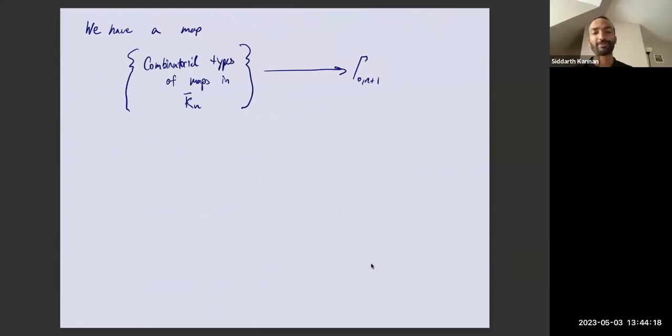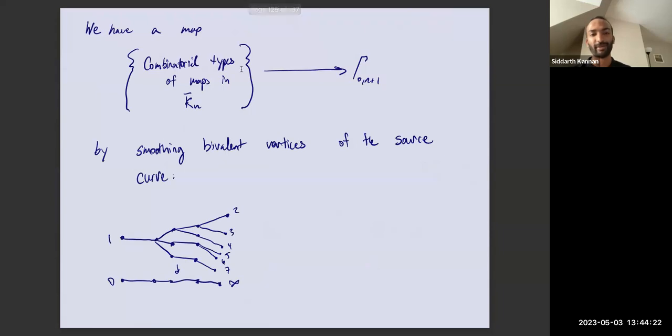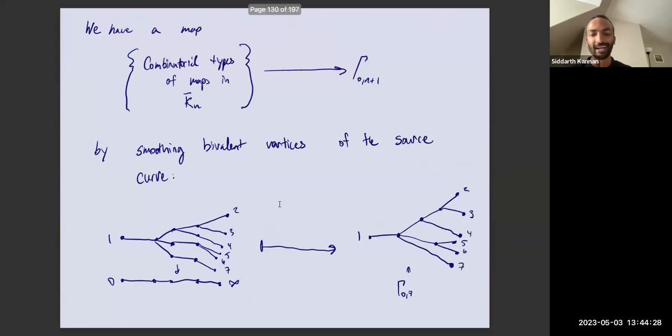Okay, so we have this map which takes a combinatorial type of a map in K bar of n. Remember, combinatorial type means this map of trees, and you take the source curve and smooth out all the degree 2 vertices. Then you will get an n+1 marked stable tree. I'm sorry about the weird indexing where there's n here and n+1 here. It's important to remember that the maps here actually have n+1 marked points. The index n is actually referring to the degree of the map, which is equal to the ramification index at the first marked point. So this is a combinatorial procedure where we smooth out these bivalent vertices.